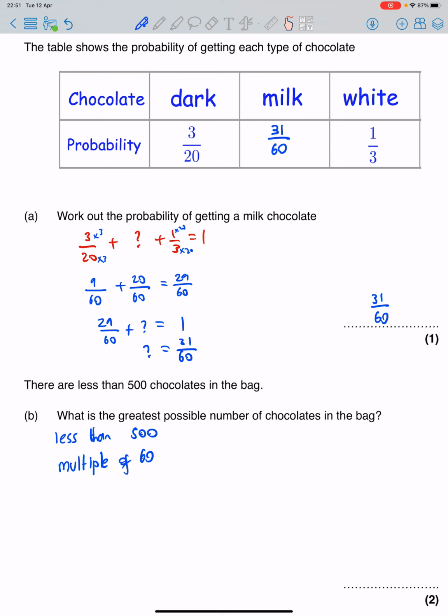So that means that the multiples of 60 are going to be 60, 120, 180, 240, 300, 360, 420, 480. So this is the biggest number that is less than 500 and is a multiple of 60. So it's going to be 480. Just to check, we are able to work out 3/20ths of 480, 31/60ths, and a third, and they will all be whole numbers. So that is our answer.